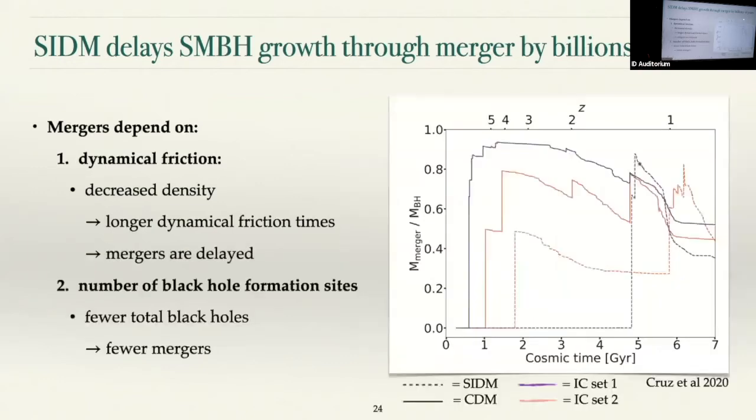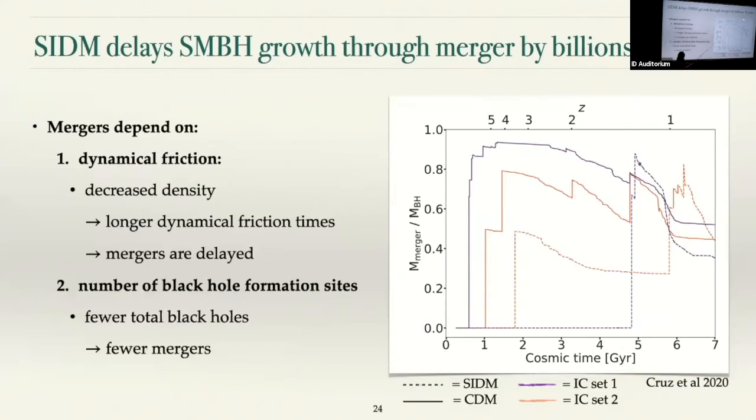So the other thing is the number of black hole formation sites that will also affect the merger rate. And in our 2020 paper, we found that SIDM produced fewer total black holes, which will also lead to fewer mergers. And that's what I'm showing here on the right-hand side. So this is the black hole mass from mergers divided by the total black hole mass as a function of cosmic time. SIDM is the dotted, and then the colors are the two different initial condition sets.